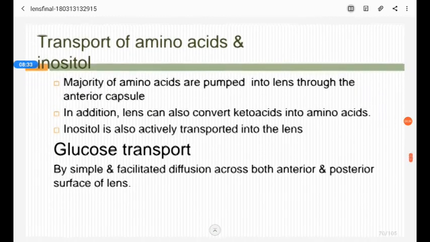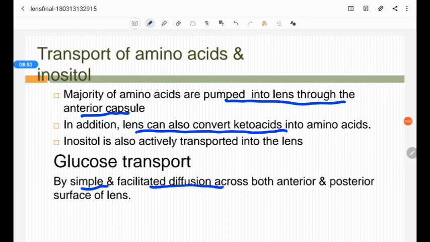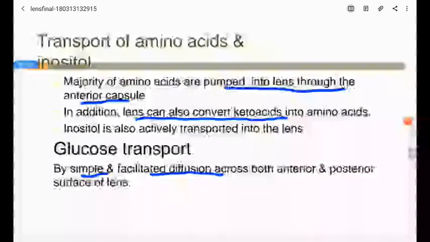The amino acids and inositols are pumped into the lens through the anterior capsule. In addition, the lens can also convert keto acids into amino acids. Glucose transport is by simple and facilitated diffusion across the anterior and posterior surface of the lens.